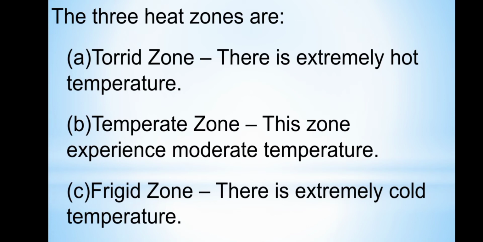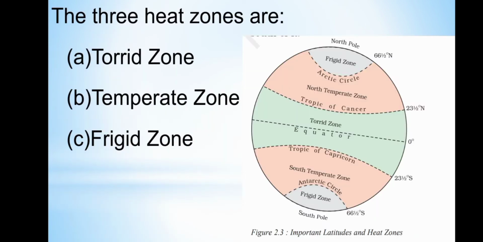And if you want to add further detail in this, you can mention the places where these are placed, the location of these three zones. Like here you can see in this picture, the area of the torrid zone is between the Tropic of Cancer and the Tropic of Capricorn. And temperate, you can see in the northern hemisphere it is the Tropic of Cancer to the Arctic Circle, and in the southern hemisphere it is the Tropic of Capricorn to the Antarctic Circle. And frigid zone in the northern hemisphere is from the Arctic Circle to the North Pole, and in the southern hemisphere the Antarctic Circle to the South Pole. So this is the location.